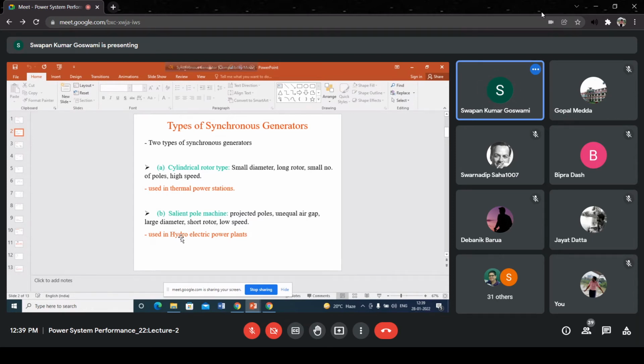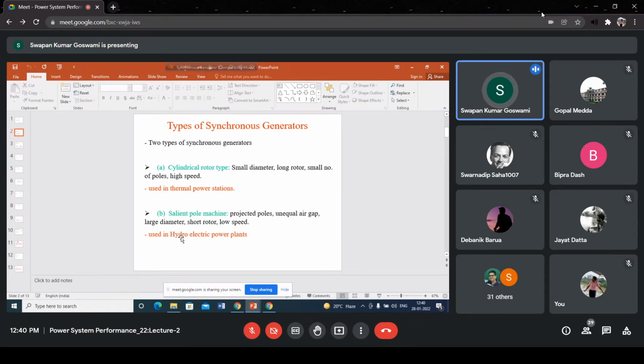Since their poles are projected, they have a short rotor and large diameter, and a large number of poles may be there, and their speed is rather low. Because of projected poles, these machines are not that rugged. You cannot run this machine at very high speed. So, to create the required capacity, obviously a large number of poles will be needed. That's why their diameters are large. A large number of poles can be housed in that diameter, in that space. And their rotor is rather short.